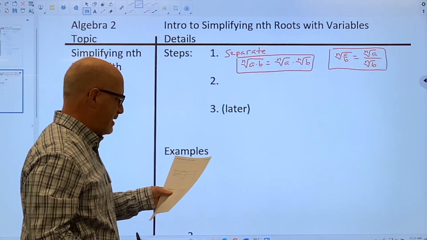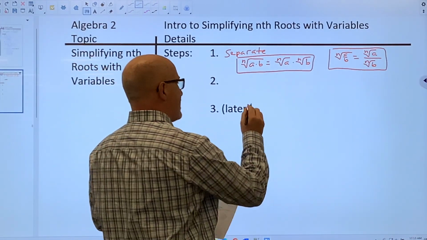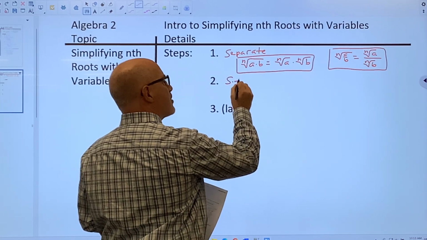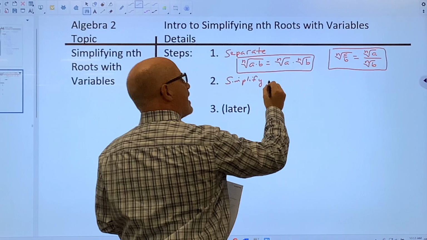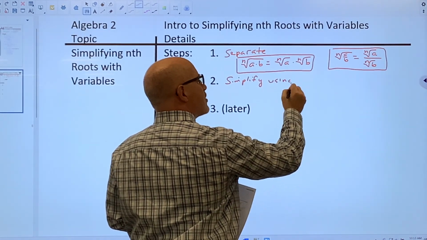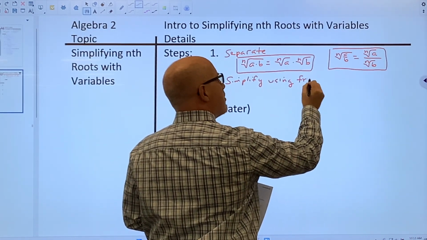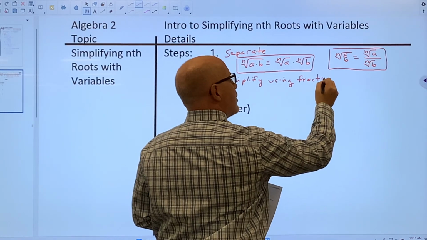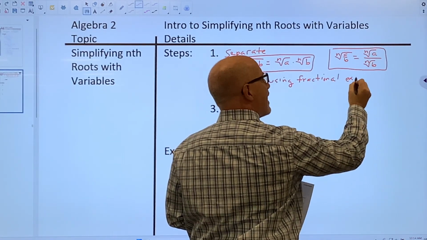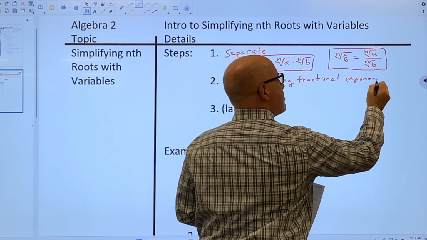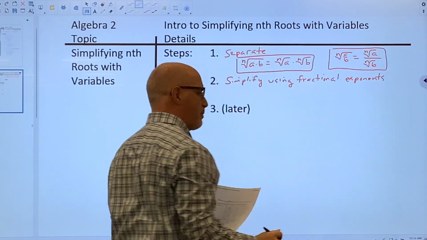The second step is to simplify using fractional exponents. You're going to convert into fractional exponents, and then we'll be able to use some of what we know about fractions to reduce and simplify. So simplify using fractional exponents.